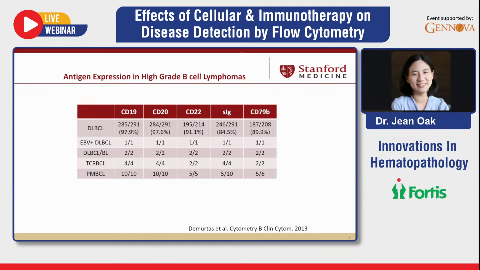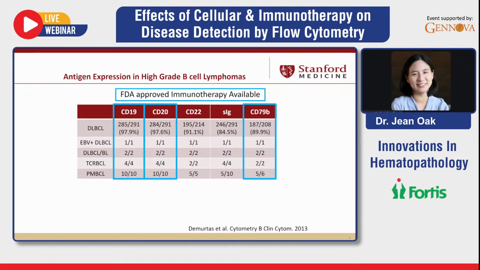These are 19, 20, 22. These are all the antigens that make a B-cell a B-cell, which sounds great. And we like these. We've been using these for decades to identify B cells. In terms of treatment options now for high-grade B-cell lymphomas, 3 of these already have FDA-approved immunotherapeutics available.